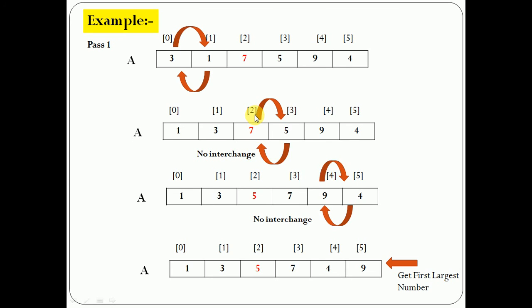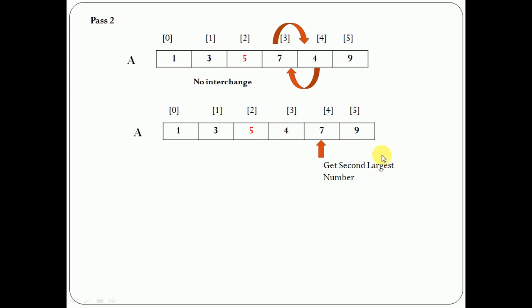Then we compare A of 2 and A of 3. A of 2 is greater than A of 3, so we interchange. After interchange, we get 1 3 5 7. We interchange 5 and 7, then 9 4. Then again 7 and 9 are compared. There is no interchange, so we compare the next, 9 and 4, and interchange the elements. So after the first pass, we get the largest number, 9, at index 5, the last index. This is pass first.